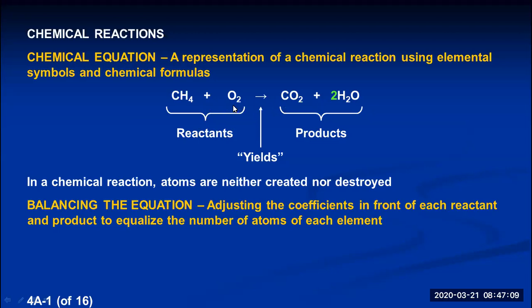Now for the oxygens, I'm starting with 2 oxygen atoms, and I'm ending up with 2 in the carbon dioxide and 2 in the water. 2 plus 2 is 4. So I can't have 2 oxygen atoms changing into 4. I need more oxygens on the reactant side. I put a 2 in front of the O2. This is the process of balancing the equation.